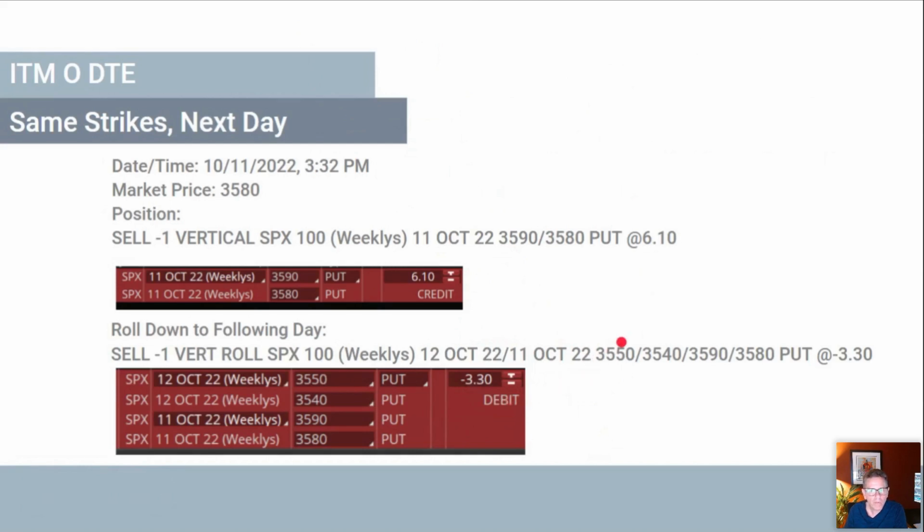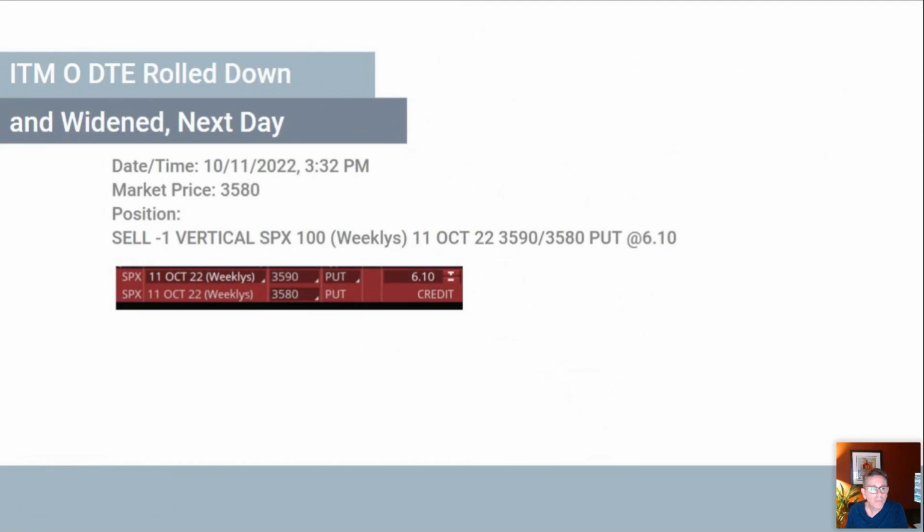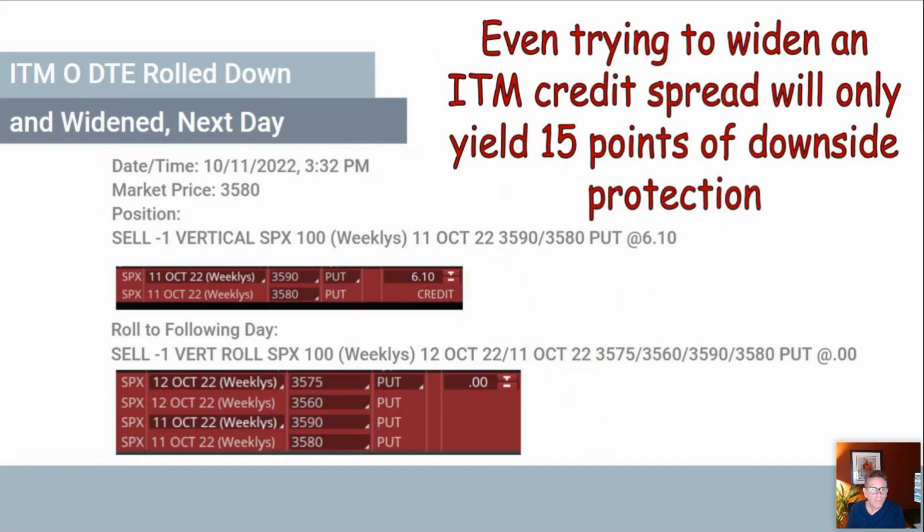So that can get very, very expensive, especially when you start widening trades as well. In this case, we went in the money. The spread is very expensive to roll down. Now, in the money, roll down and widened. In this case, we're going to widen the position. And so what do you get here? You get 15 points, basically 15 points down, to get basically a zero credit on it. And so you can see here that it's really not giving you much protection, very little protection here.